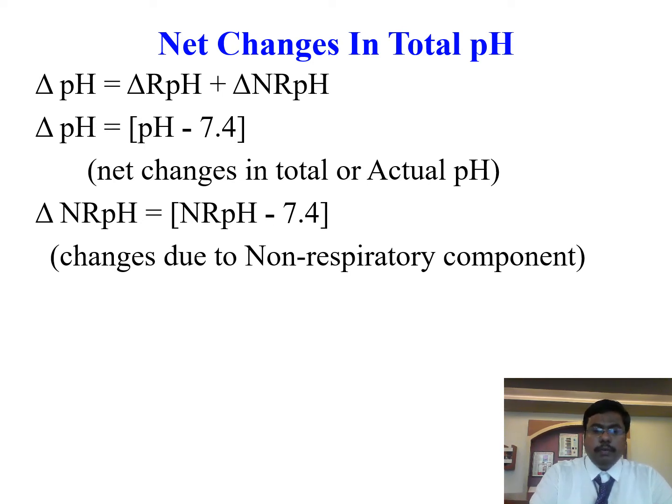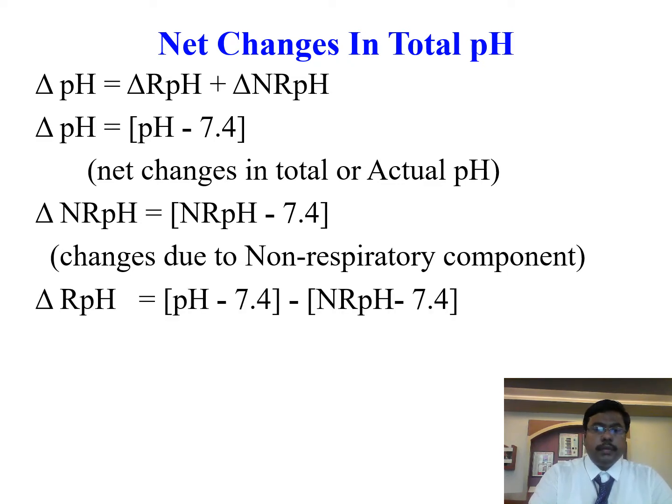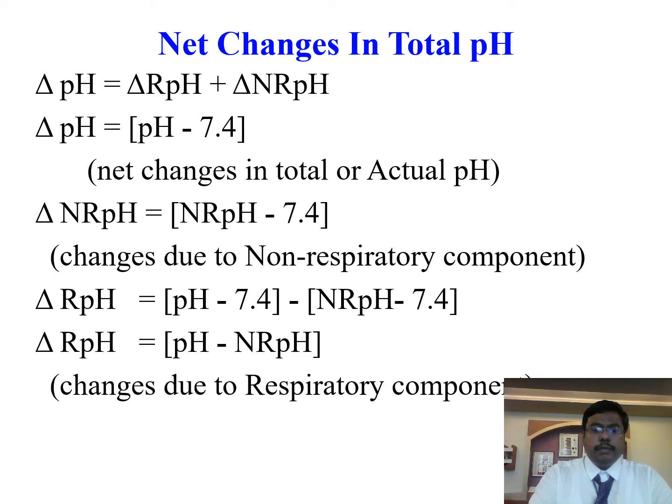Actually, 7.4 is the pH at which the hydrogen concentration is 40 nanomoles per liter. Delta NRPH is equal to NRPH minus 7.4. This denotes the changes due to the non-respiratory component. And for delta RPH, we have to subtract delta NRPH from the total change. So delta RPH is equal to pH minus NRPH. This denotes the changes due to the respiratory component.